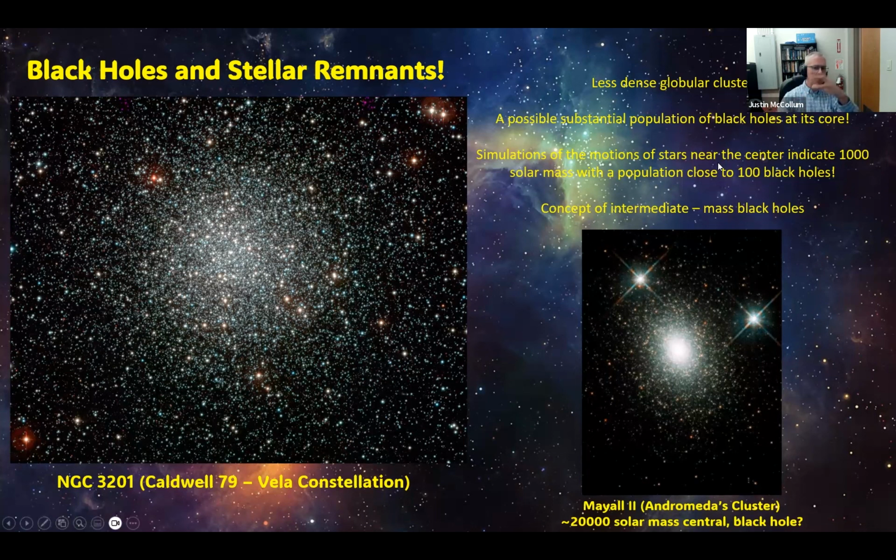Same way we look at the stars moving around the center of Sagittarius A star, the black hole at the center of the Milky Way. You see the stars circling around a region where there's nothing, but doing a bit of mathematics, we find that there's about 1,000 solar masses with a population of about 100 black holes. So we're having about 100 black holes, each of them about 10 times the mass of the sun. Now, no star is going to produce a black hole that's going to be more than a couple of solar masses.